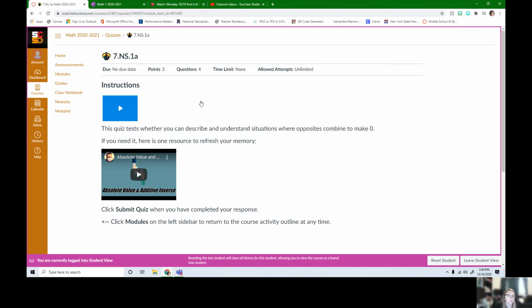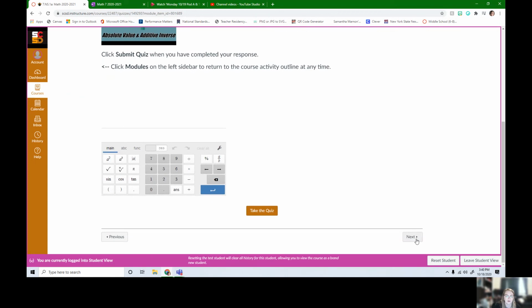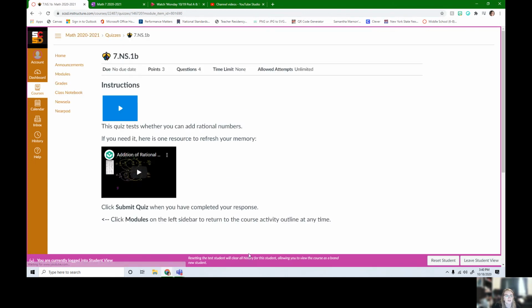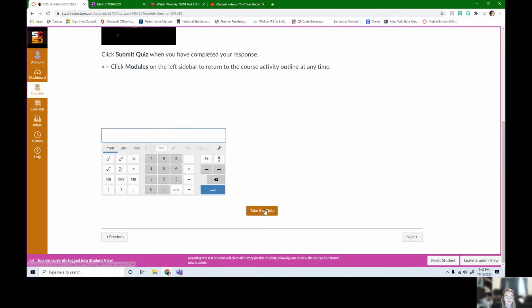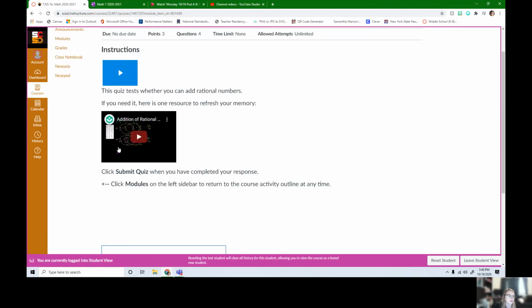There's a virtual data wall, which you can access on our webpage or on Canvas. There's also the data wall that we have in our classroom. Same thing for 7 NS1B. This one's just about adding rational numbers. It has a different video here. They hit take the quiz, and they get started.